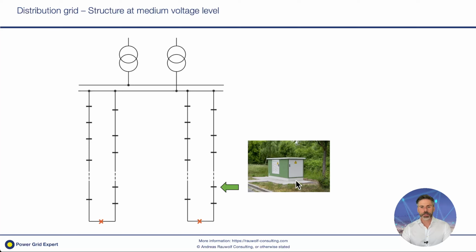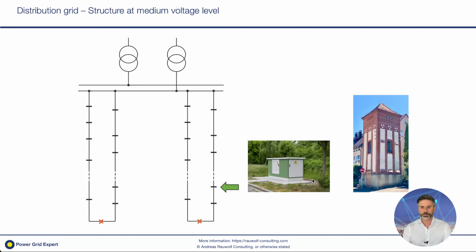So if you look here, how does a typical substation look? You can see here, let's say, the recent modern version. Inside there's a transformer from medium voltage to low voltage. There's a medium voltage switchgear. There's a low voltage compartment with the low voltage cables going out. There are also some older versions. Sometimes you still see them.